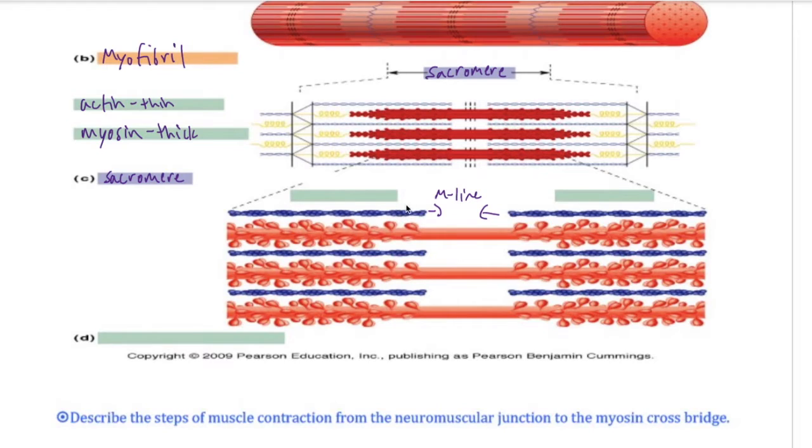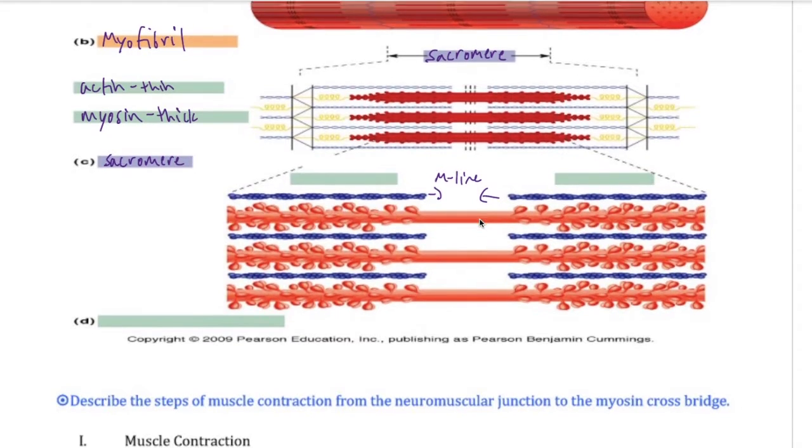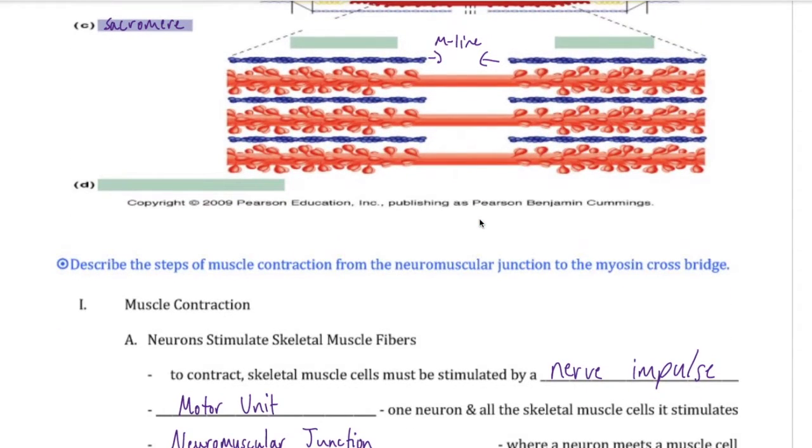In this case, again, this blue is our actin, the red is our myosin. And then in between, when we pull these together, it's going to create what we call an M line for allowing for contraction, which we'll look at here in a second.